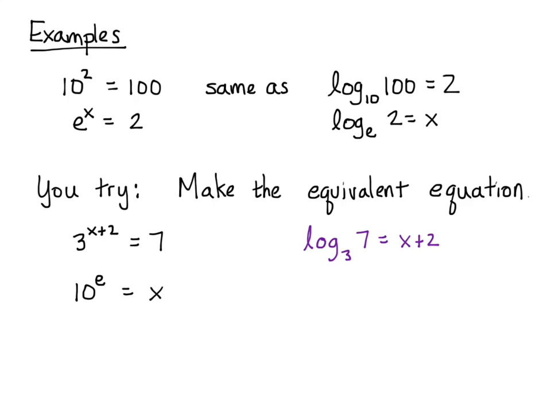Before we go on to the next one, look at the correspondence. We have a to the x equals b, and log to the base a of b equals x. The exponent corresponds to the value of the log, and the bases correspond to each other. Think of it as undoing. When we have a to the x, it gives us the number b.